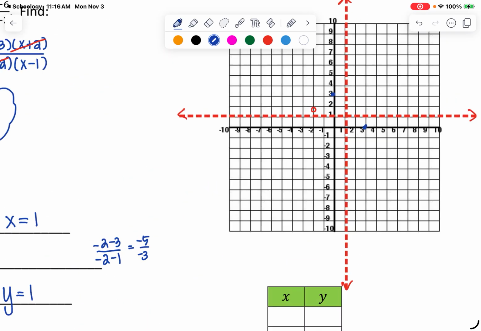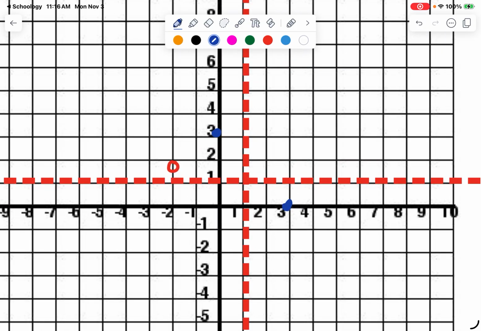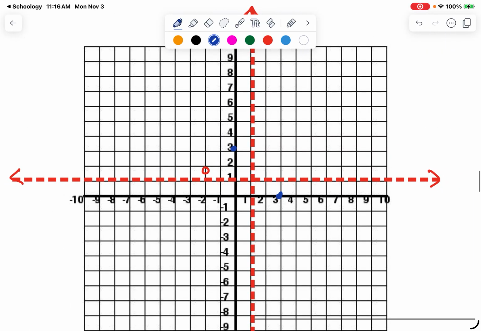All right, to the left of the vertical asymptote, I don't have 2 points. I have a point and a non-point, okay? But that's enough to graph that hyperbolic branch, right?